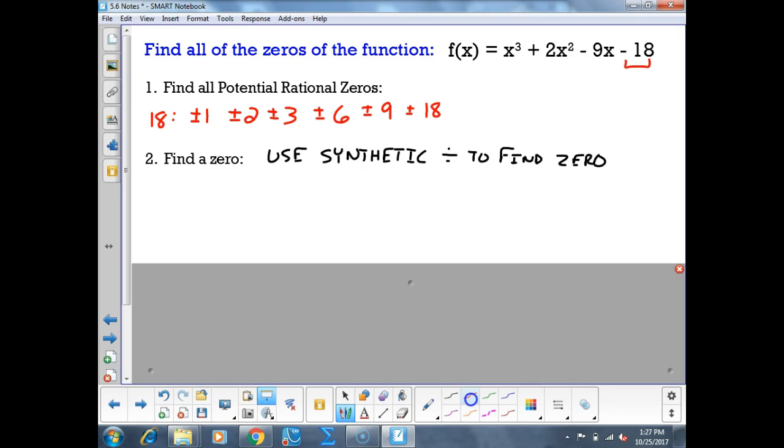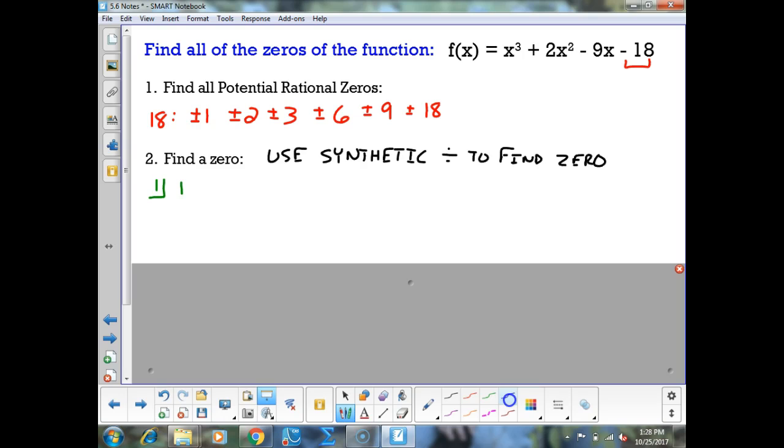I could plug in these numbers, these red numbers, I could plug into my function, and if they give me out a 0, I could say, well, that's a 0 then, right? But that doesn't help me going forward. So we're going to use synthetic division the same way that we would do that, and we're going to try and find one. So let's try to find one here. So let's start with 1.